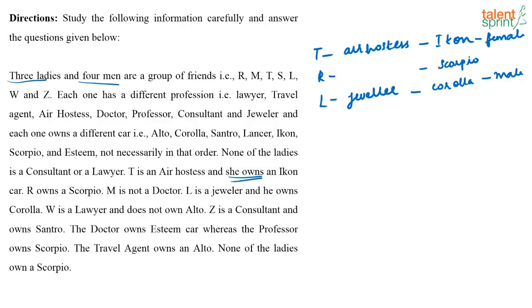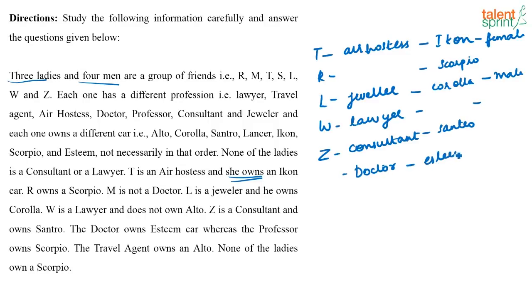Next. R owns a Scorpio, okay, that we have written. L is the jeweler, he owns Corolla. W is a lawyer and does not own an Alto. Okay, let's just leave that blank. Z is a consultant and owns Santro. The doctor owns Esteem car. So whoever the doctor is, the doctor owns an Esteem car, whereas the professor owns a Scorpio. So who is the professor? This is the professor, he owns a Scorpio. R is the professor. The travel agent owns an Alto. So I have a travel agent who owns the Alto.